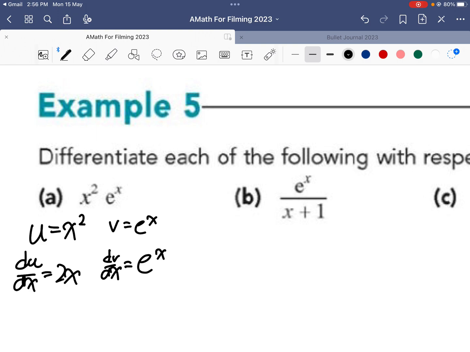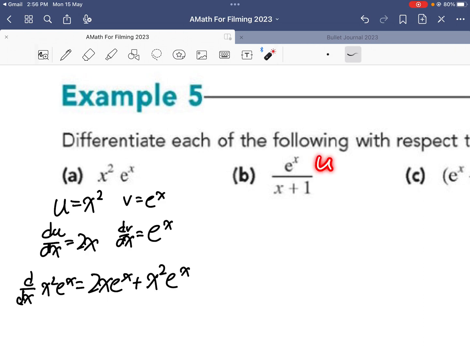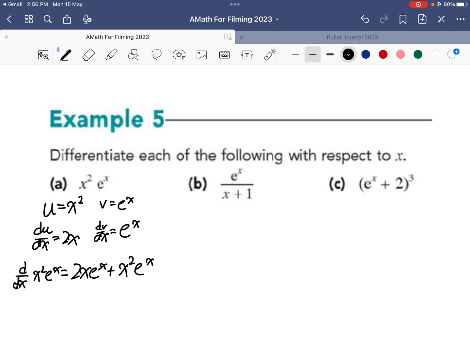So now, what happens here will be this. We differentiate with respect to x, x squared e to the power of x. So we get v du/dx, so we get 2x e to the power of x, plus u dv/dx, so we get x squared e to the power of x. And that's it for us differentiating 5 part A.